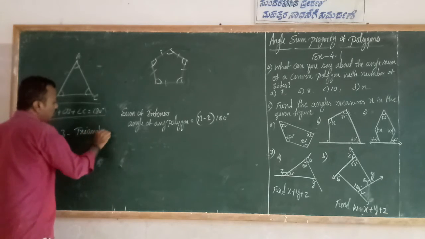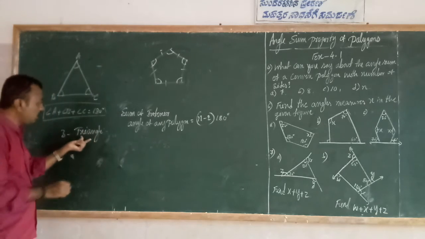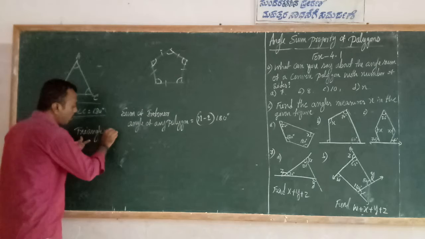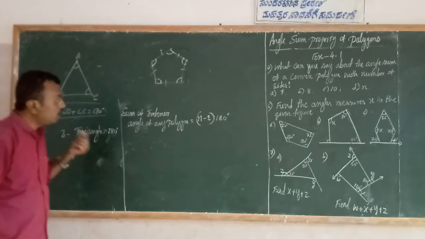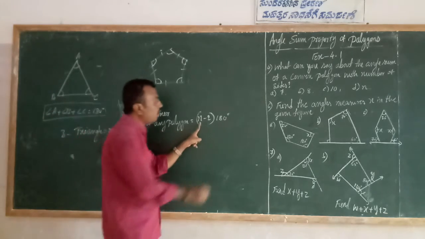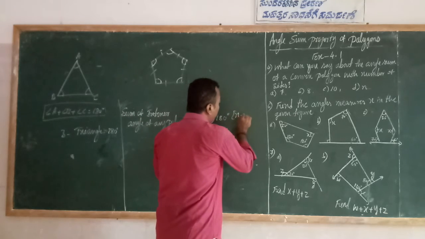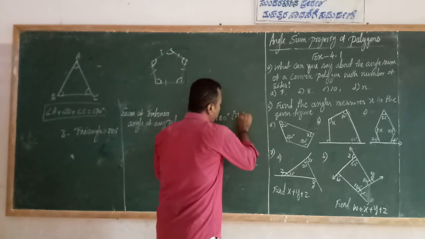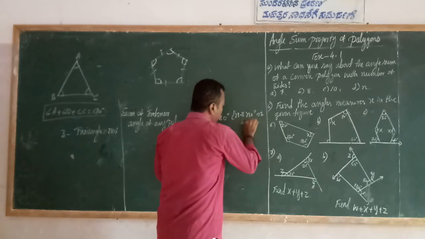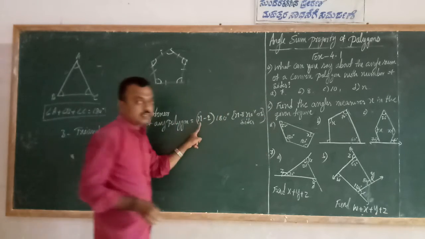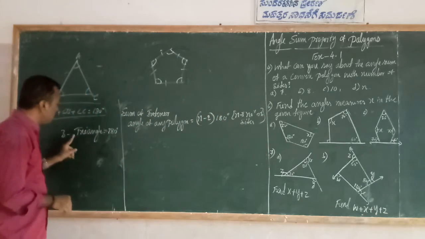Let us verify that. So how many degrees is it? 180 degrees. The angle sum property is 180 degrees. Is it right? Yes. How can it become? Very simple. n means number of sides in the polygon. n means number of sides in any polygon. The given polygon here is a triangle.